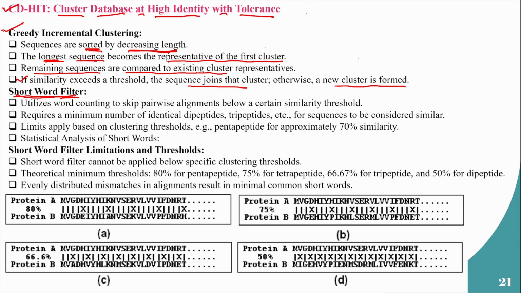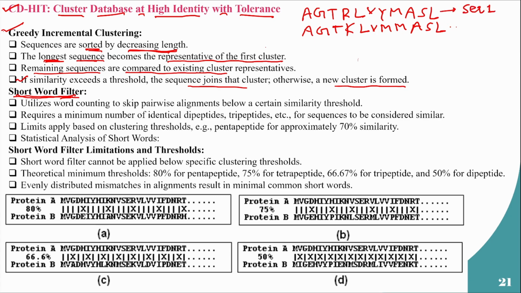If I give you an example, let's try some random protein sequence: A, G, T, R, L, G, Y, M, A, S, L, something like that. Some random stretch of sequence. Now let's say we are getting another sequence. This is our seq1, what I have written here, and then this is our seq2.